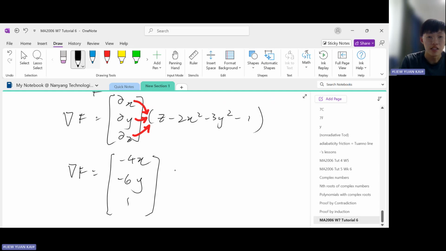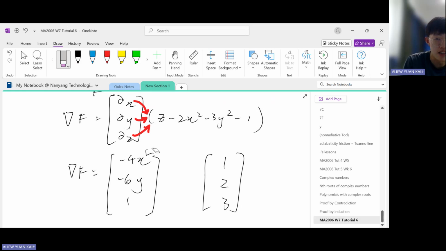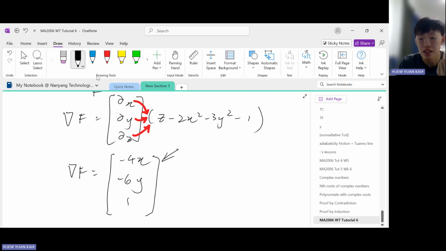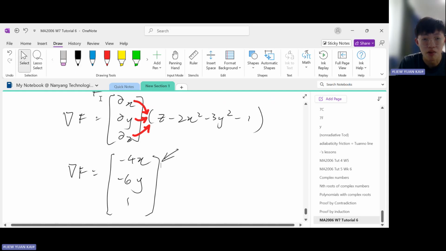So see, this is a vector function. This is not a vector like 1, 2, 3; it's a vector function. How do I know it's a function? Because there are variables inside. So what does this vector function nabla of f give us? This vector will calculate the vector that is normal to the surface at each point.